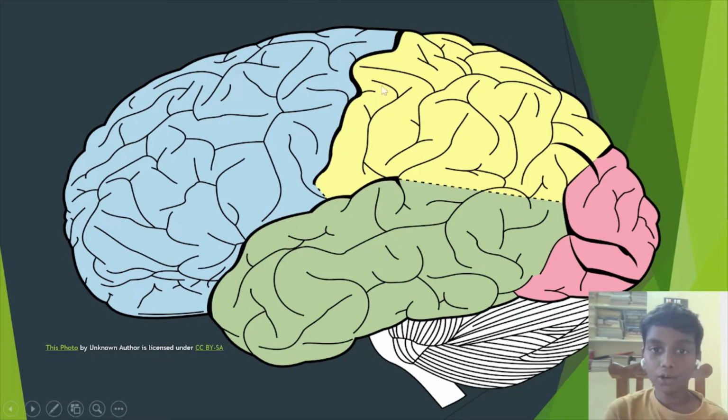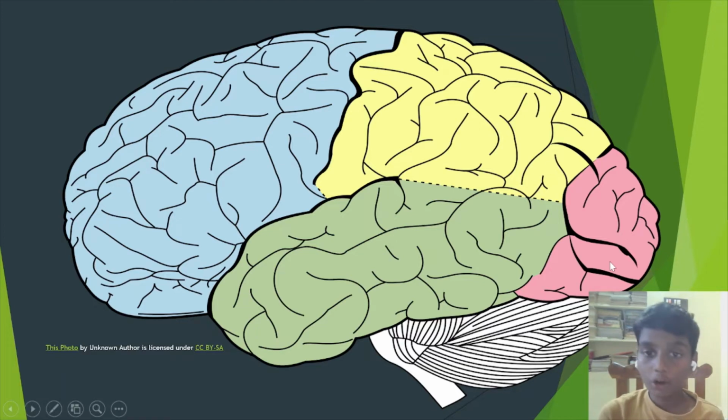Moving on to the second lobe, this yellow color one, which is called the parietal lobe. The parietal lobe controls your muscle movement, your memory, and etc. like that.